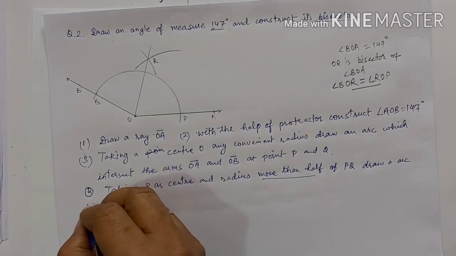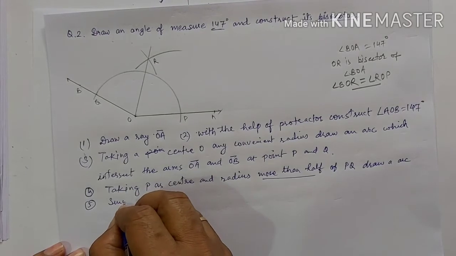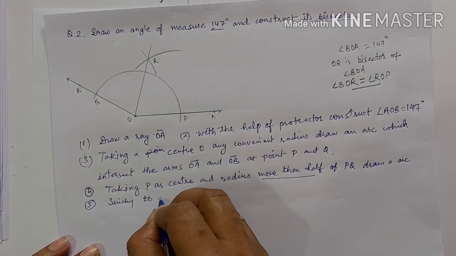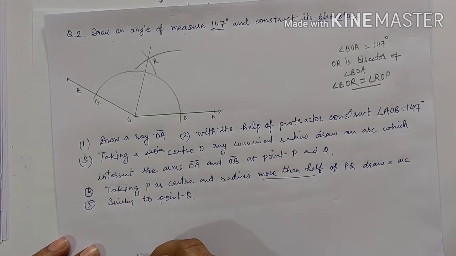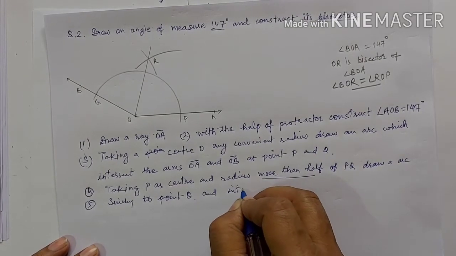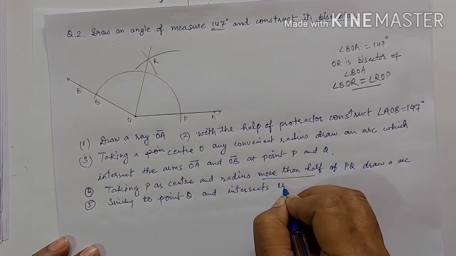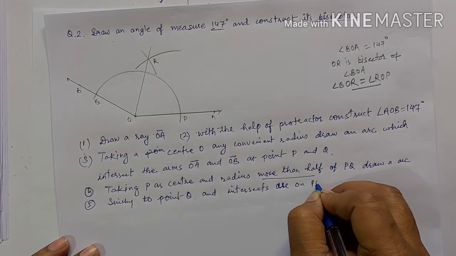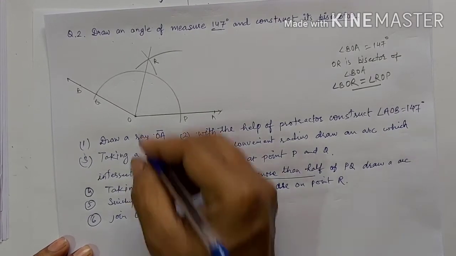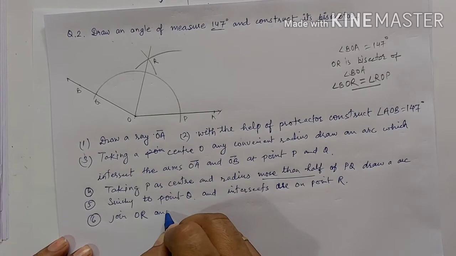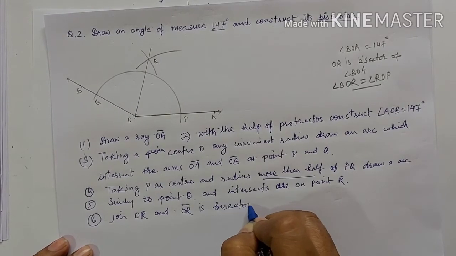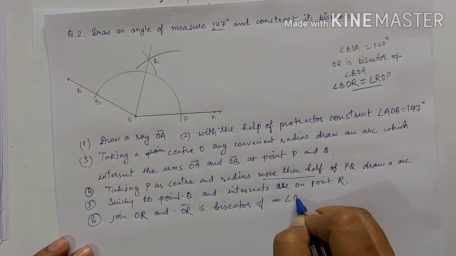That is the fifth: similarly, with Q as center, draw an arc and intersect the arc at point R. Sixth is join OR. Okay, now OR is the bisect of angle AOB.